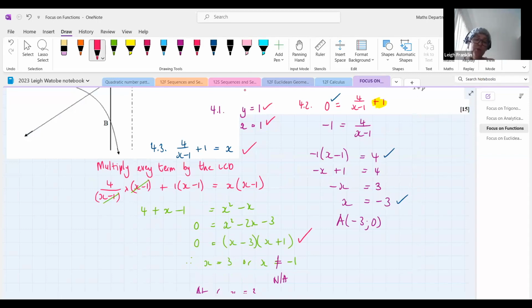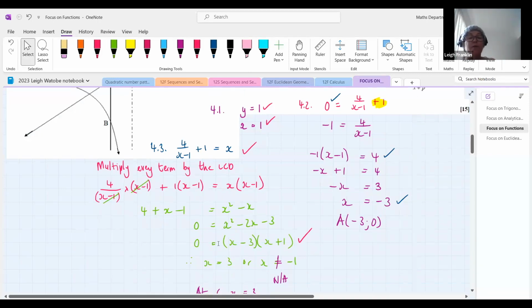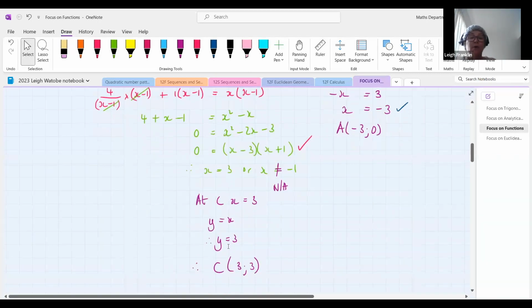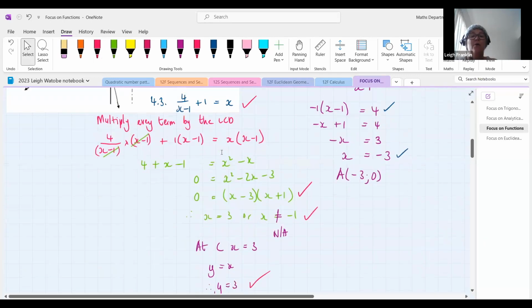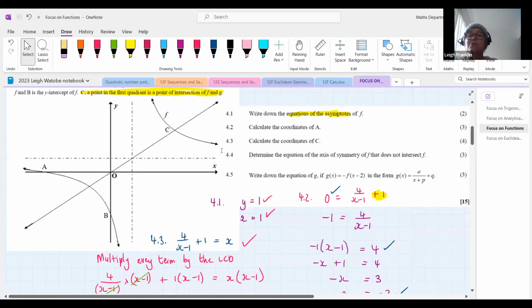Always on factors, most of the time on factors. Don't leave off the equals 0. Probably both answers, and then that over there. Okay, it's out of 4. Determine the equation of the axis of symmetry of f that does not intersect f. Okay, so now this is an axis of symmetry question.